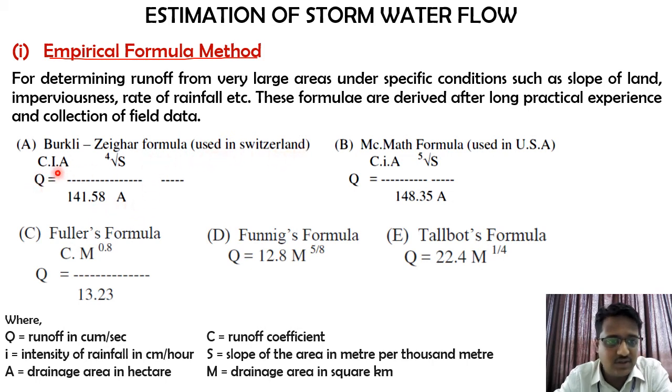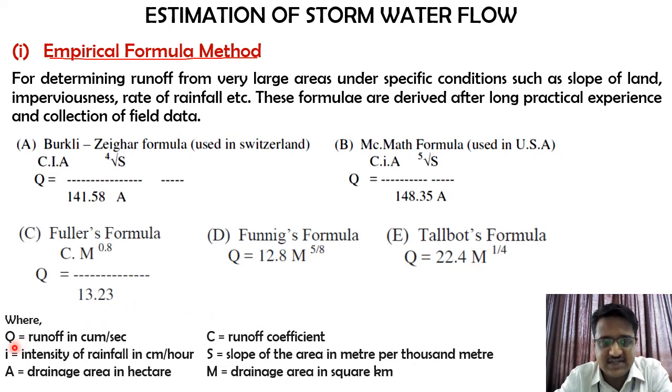So Q is CIA times the fourth root of S divided by 141.58 A. We'll explain what each of these terms is at the end. Similarly, we have the McMath formula, which is used in the USA. Here it is CIA times the fifth root of S divided by 148.35 A. Similarly, we have Fuller's formula, Q equals C into M raised to 0.8 divided by 13.23. Fanning's formula, Q equals 12.8 M raised to 5 by 8. Similarly, Talbot's formula, Q equals 22.4 M raised to 1 by 4.